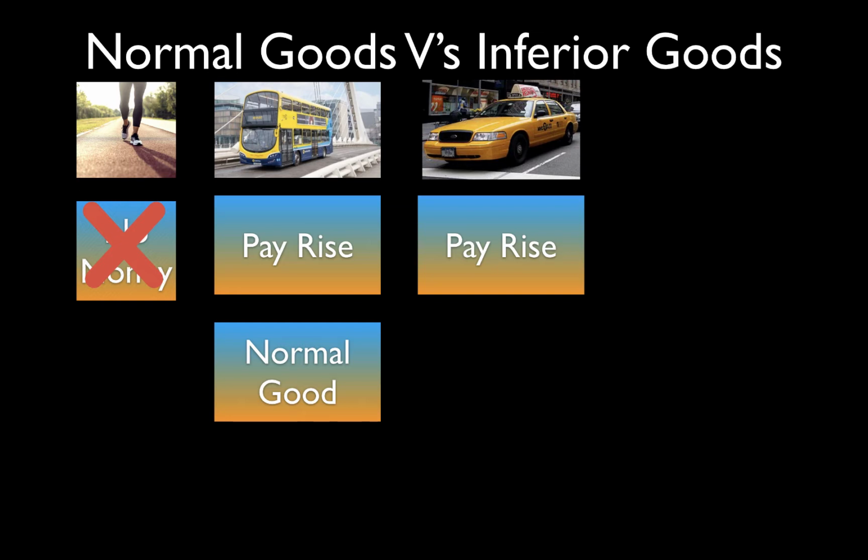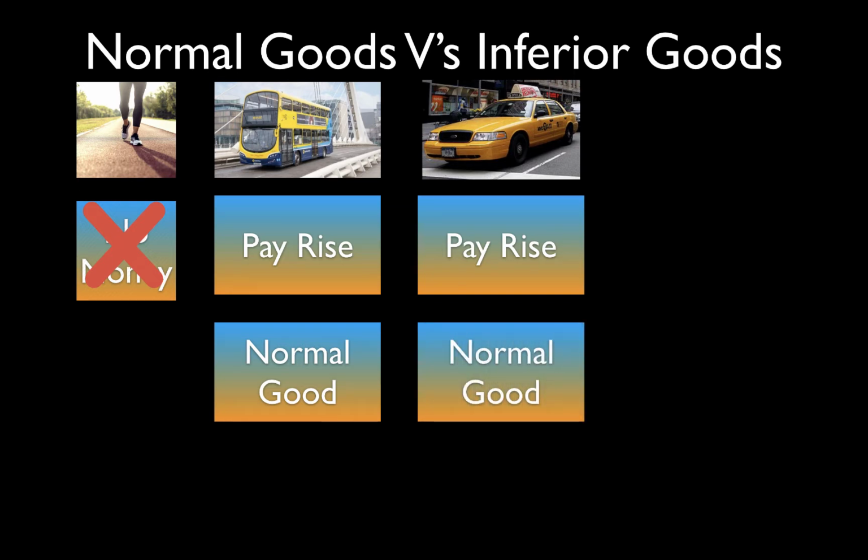So your demand for bus journeys went from 10 journeys a week to 8 journeys a week, Monday to Thursday, twice a day. And on a Friday, you get a taxi twice. So what has happened to your demand for taxi journeys? Well, they have increased from 0 to 2 in a week. So therefore, that's a normal good.